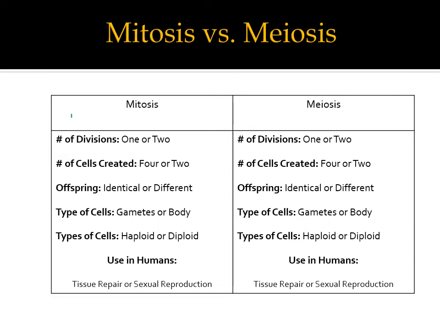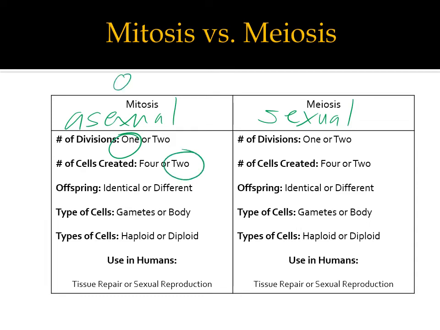Mitosis is going to be an asexual process. There we go. Asexual. And meiosis is going to be making cells for sexual reproduction. So the number of divisions in mitosis to make 2 identical daughter cells is going to be 1 division, making 2 daughter cells.